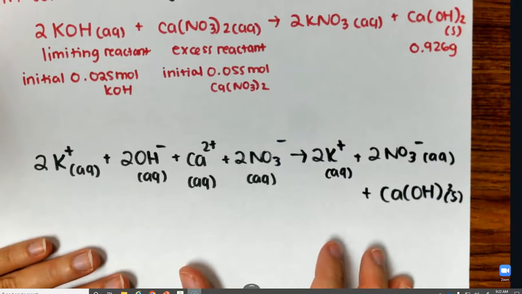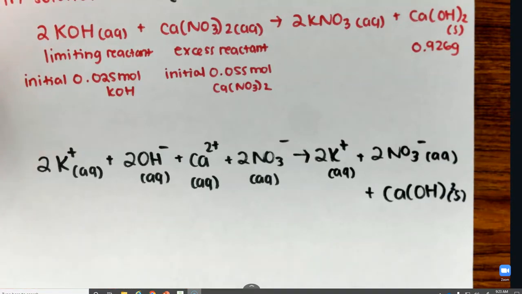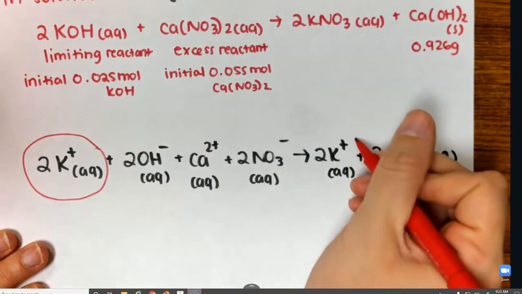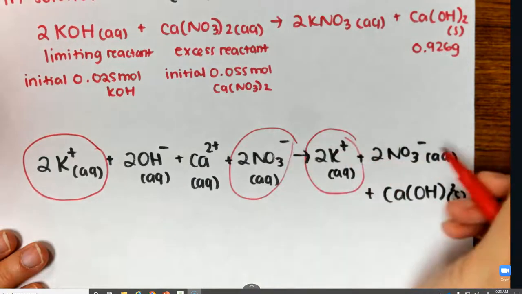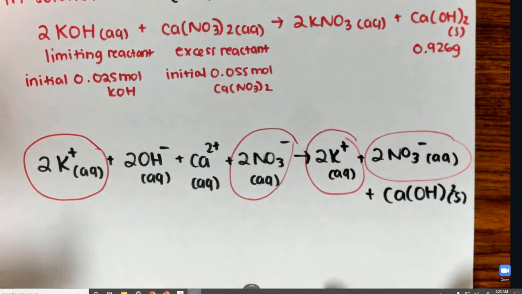It's important to look at our ionic equation because when you look at it, you can see the spectator ions, or the ions that are not involved in the reaction. Potassium starts aqueous and ends aqueous, and nitrate starts aqueous and ends aqueous. I want to talk about each ion separately.